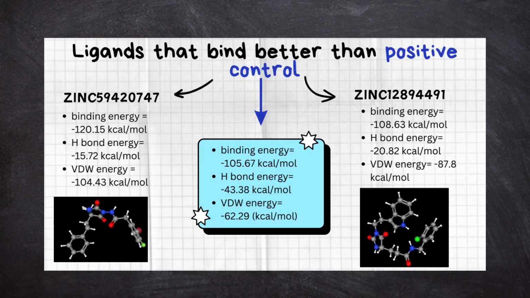We have two ligands which bind better than the positive control. The first one is our top ranked ligand, ZINC59420747, which has been mentioned just now, and the other one is ZINC12894491 after the docking process. These two ligands show higher binding energy and van der Waals energy than the positive control. Therefore, we have said that they have better binding affinities than the positive control.